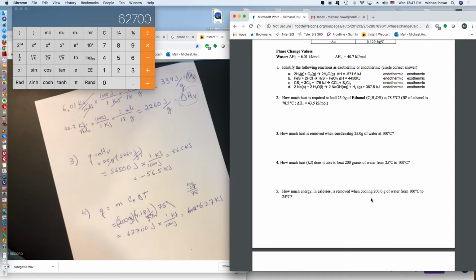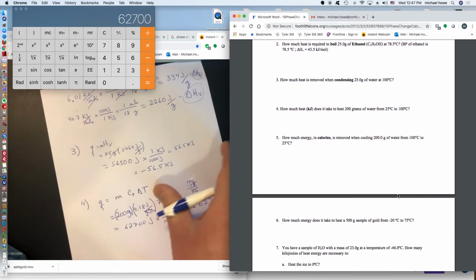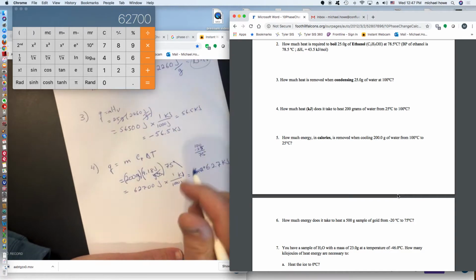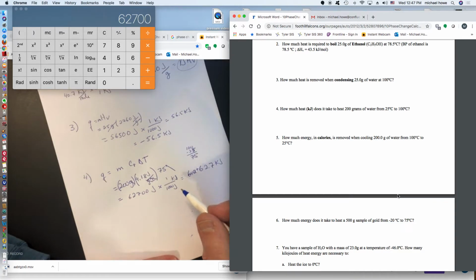Now, if we want to know number 5, we want to know how much energy in calories is removed when you do the cooling from 100 to 25. Notice that this is energy going in because we're heating it from 25 to 100. Now we're coming out. So how would the energies compare? Well, they'd be the same. You've got 200 grams, you've got a 75-degree change. The energy is the same.